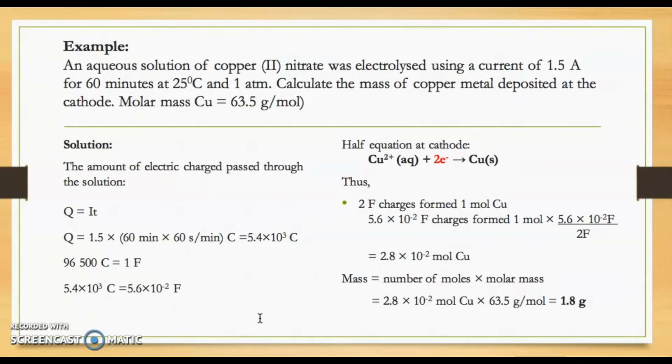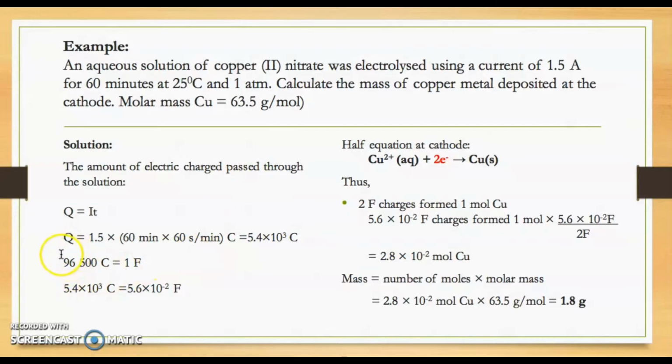Another example, an aqueous solution of copper 2 nitrate was electrolyzed using a current of 1.5 ampere for 60 minutes at 25 degrees Celsius and 1 atm. Calculate the mass of copper metal deposited at the cathode. This is the molar mass of the copper. So the solution, Q is equal to I times t, the current multiplied by the time in seconds, and this is the charge in coulombs.